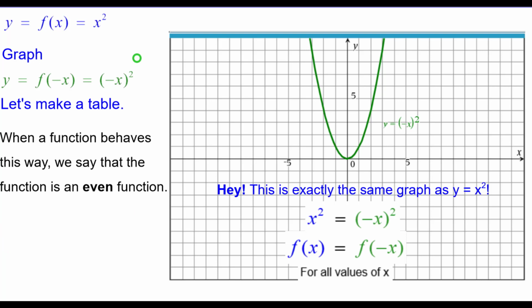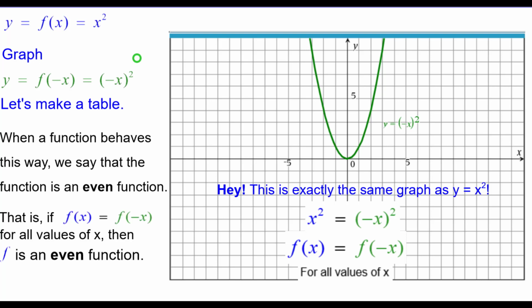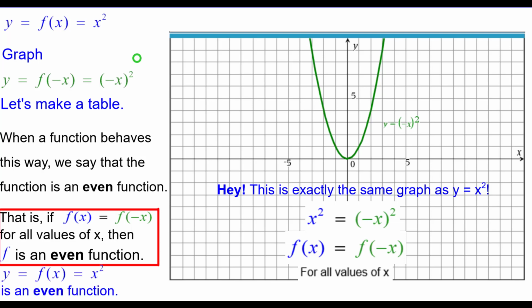When a function behaves this way, we say that the function is an even function. That is, if f of x is equal to f at the opposite of x for all values of x, then f is called an even function. That's the definition of an even function. So y equals x squared is an even function.